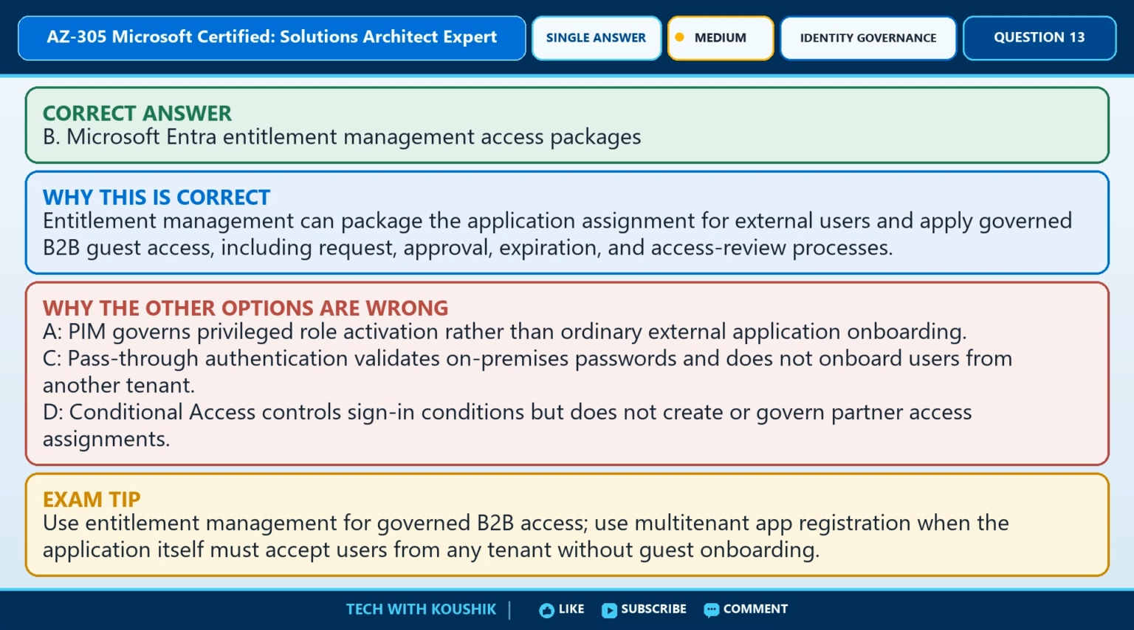Now consider why the remaining options are unsuitable. A. PIM governs privileged role activation rather than ordinary external application onboarding. C. Pass-through authentication validates on-premises passwords and does not onboard users from another tenant. D. Conditional access controls sign-in conditions, but does not create or govern partner access assignments.